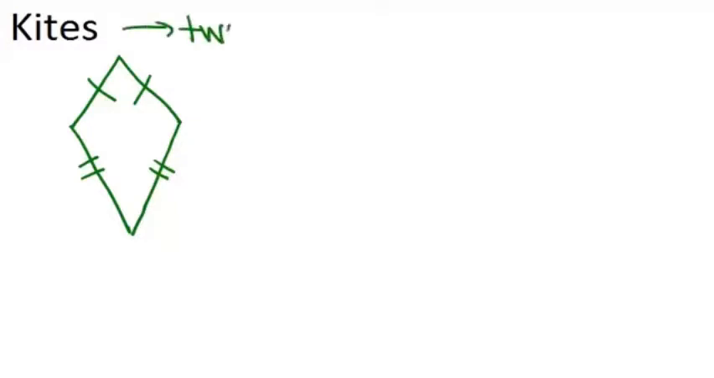In this video, we are going to learn all about kites. A kite is a special type of quadrilateral. That means it has 4 sides. And what makes this quadrilateral a kite is that it has 2 pairs of adjacent congruent sides. So 2 pairs of congruent sides that happen to be next to each other. That's what the word adjacent means. It means next to. So the 2 sides that are congruent are touching each other.